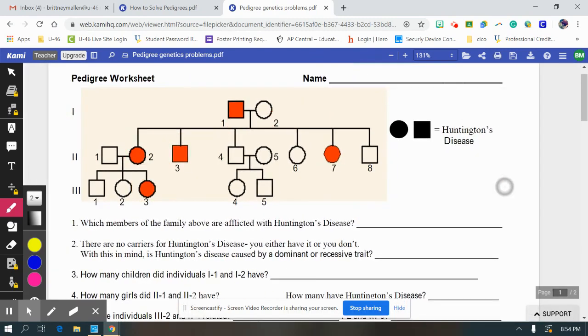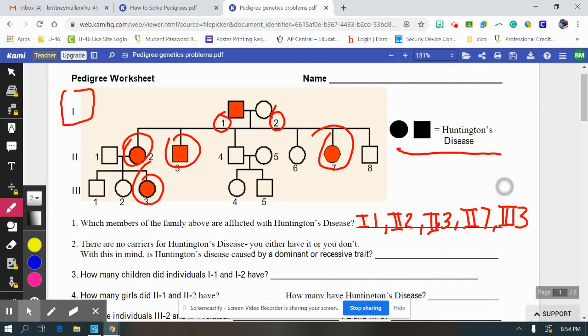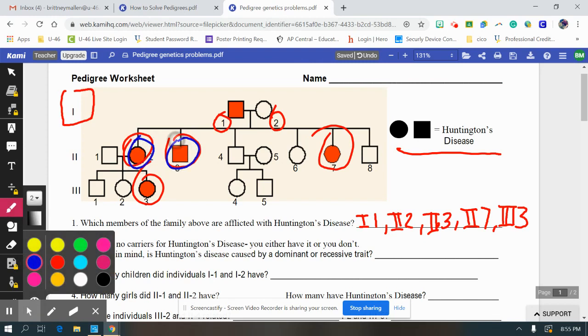Next question. There are no carriers for Huntington's disease. You either have it or you don't. With this in mind, do you think it's caused by a dominant or a recessive trait? So for this one, let's really think about this. You have two parents. One has the trait, one doesn't. When you look at their offspring, in the first generation, you have 1, 2, 3, 4, 5, 6 children. Out of those 6 children, 3 of them have the trait for Huntington's disease.